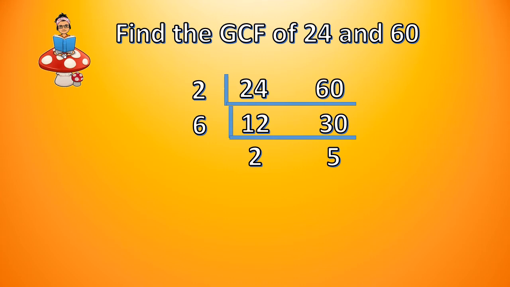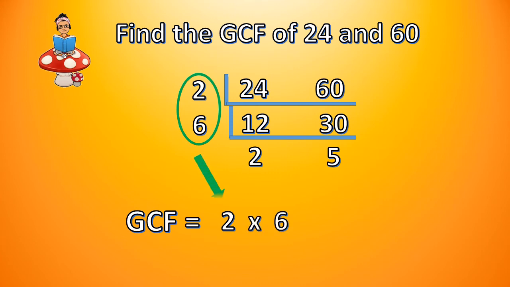Okay, now let's look at 2 and 5. Do they have a common factor except 1? Okay, very good. 2 and 5 has no other common factor except 1. Meaning, we end here. And how do we get the GCF? Again, we simply multiply the common divisors we used, that is 2 times 6. And 2 times 6 will give us 12. So the GCF of 24 and 60 is 12.